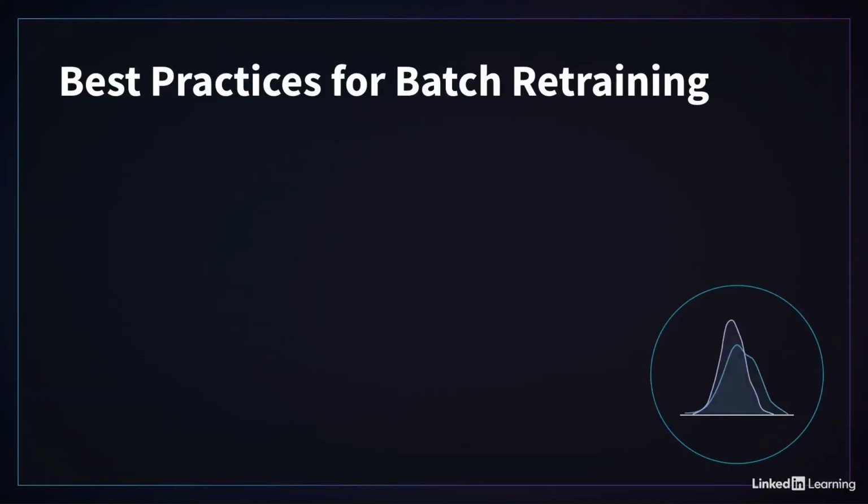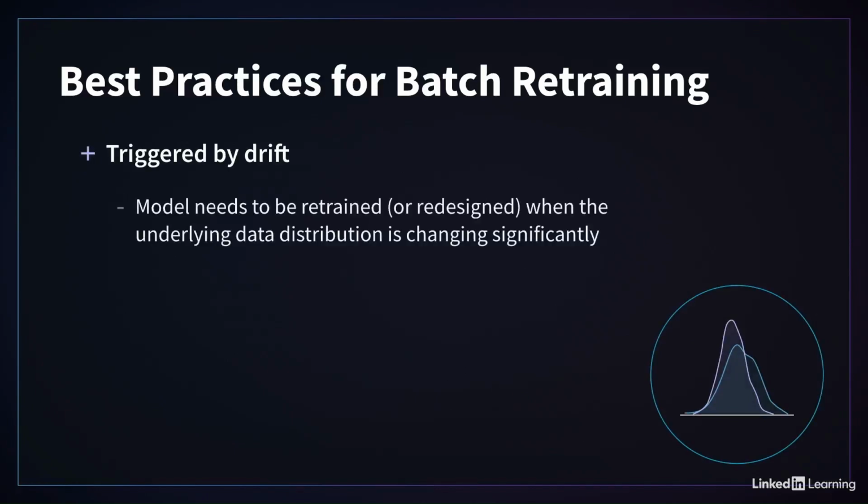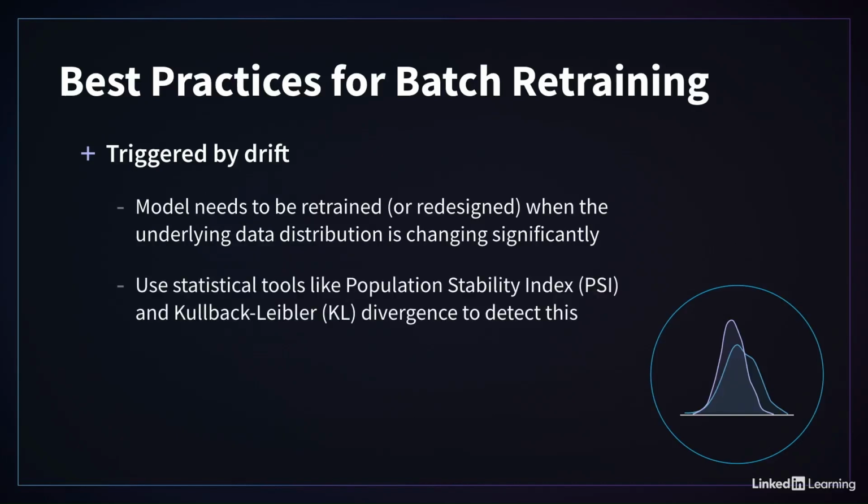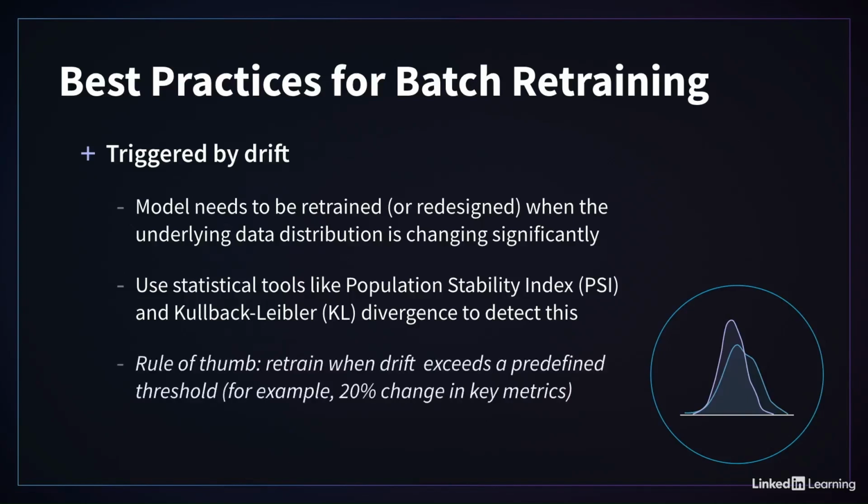Besides retraining by schedule, we can also retrain our batch models by triggers in drift. Drift is a change in our data distribution, which we can detect in our feature processing, for example using statistical tools like the Population Stability Index and the KL divergence, which are very popular to detect these drifts. As a general rule of thumb, you should define a threshold first and then retrain your model when the drift exceeds that predefined threshold, for example like a 20% change in your key metrics.